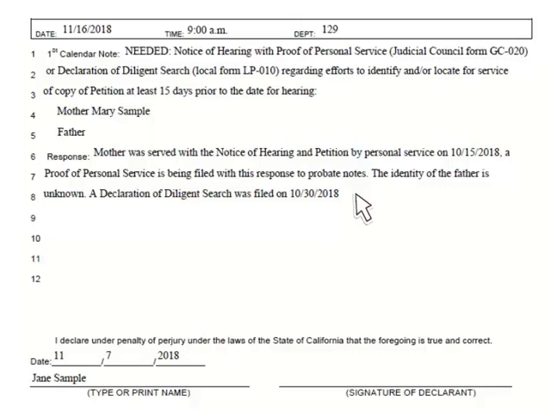In the example shown on screen, the first probate note is requiring proof of personal service on each of the parents, or a declaration regarding the effort to identify and locate for service the parent. The response might be an indication that one of the parents was served by personal service and when, as well as the fact that the other parent could not be identified and that a declaration of diligent search and request to dispense with notice is being filed with the court.